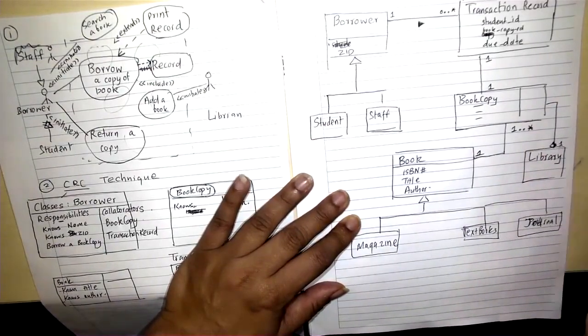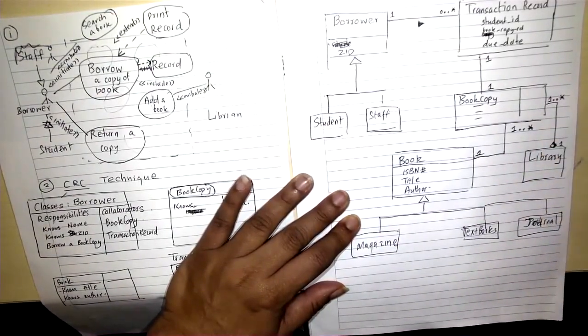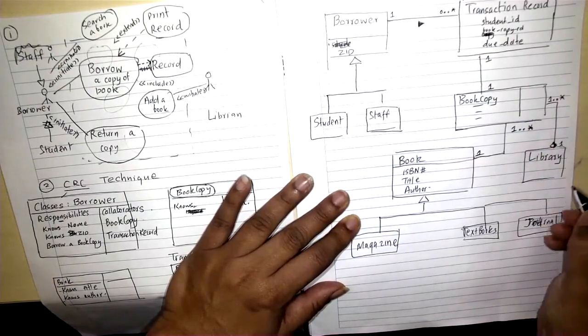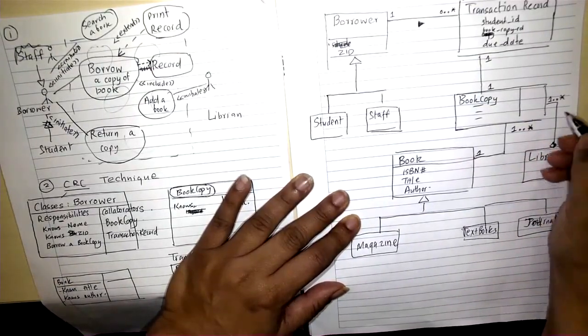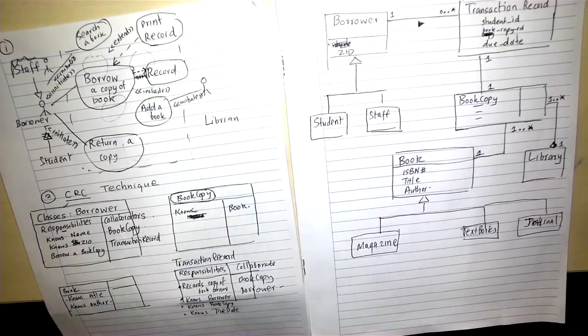One library has one or many book copies, and you can use that as an aggregation. Okay? And so that is now your conceptual class diagram. Okay? And that's what you are expected to produce for your assignment 1. You will need to do the use case diagrams.